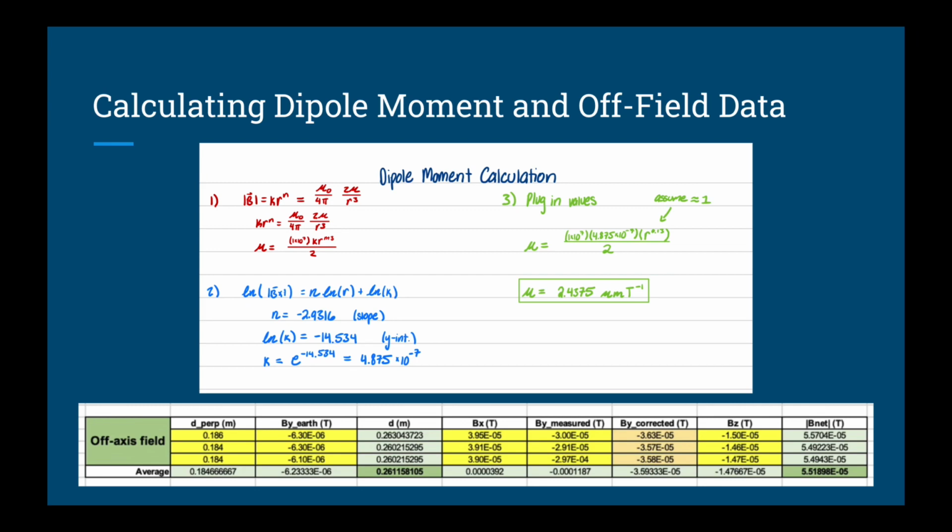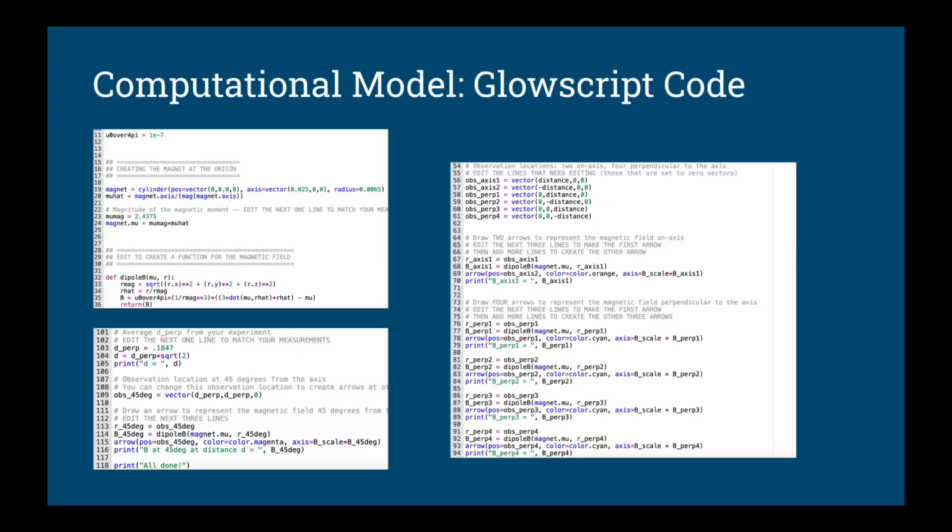When calculating the dipole moment of the on- and off-axis data, we were able to use the various equations of the Biot-Savart law and the relationship of a bar magnet's field. Here we were able to calculate the dipole moment to be 2.4375. We also have off-axis field data, including d perp, the magnitude of the magnetic field by Earth, as well as some other figures that we were able to calculate.